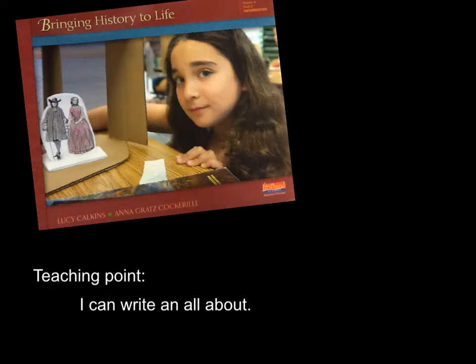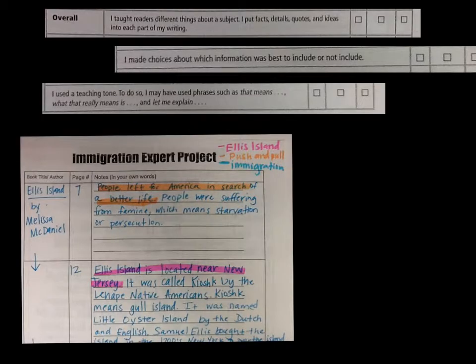Your teaching point today is: I can write an all about. The goal of this informational writing lesson is for you to be using a teacher tone and writing a minimum of one paragraph that is 4 to 6 sentences in length all about one of your topics. Let's take a look at what this would look like.